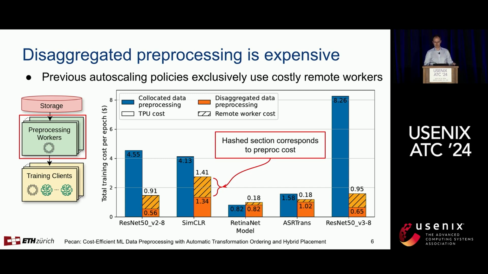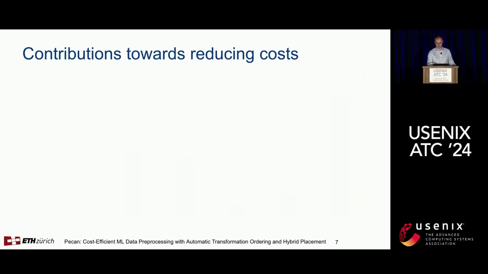Now, as you can see, disaggregating allows us to reduce the cost significantly across these workloads, and it does so by scaling out these remote workers and therefore reducing the epoch time. However, this doesn't come for free, and as you can see in some of these workloads, more than half of the cost is still coming from the remote workers. So today we want to have a look at how we could reduce this portion of the cost further. And we want to do this while keeping the training time at its minimum.